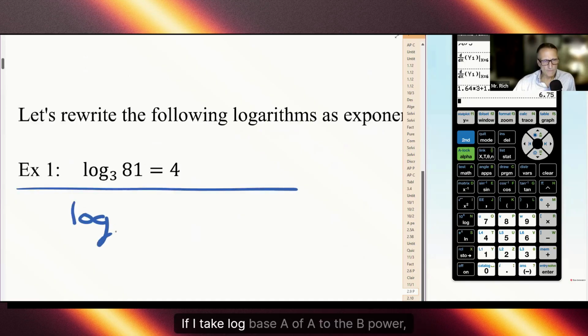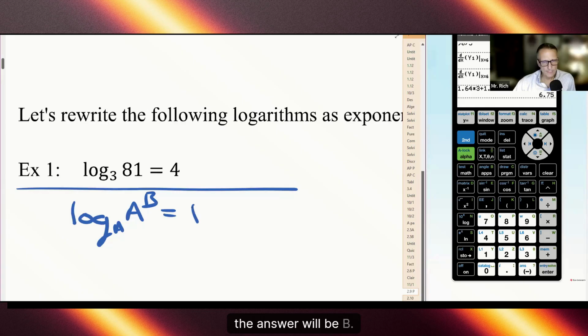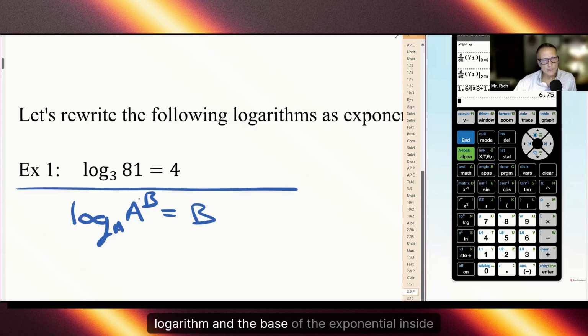If I take log base a of a to the b power, the answer will be b. Because if there's a match between the base of a logarithm and the base of the exponential inside of the logarithm, this is not a mathematical term really, I'm just going to say they cancel each other. And it leaves you just the exponent.